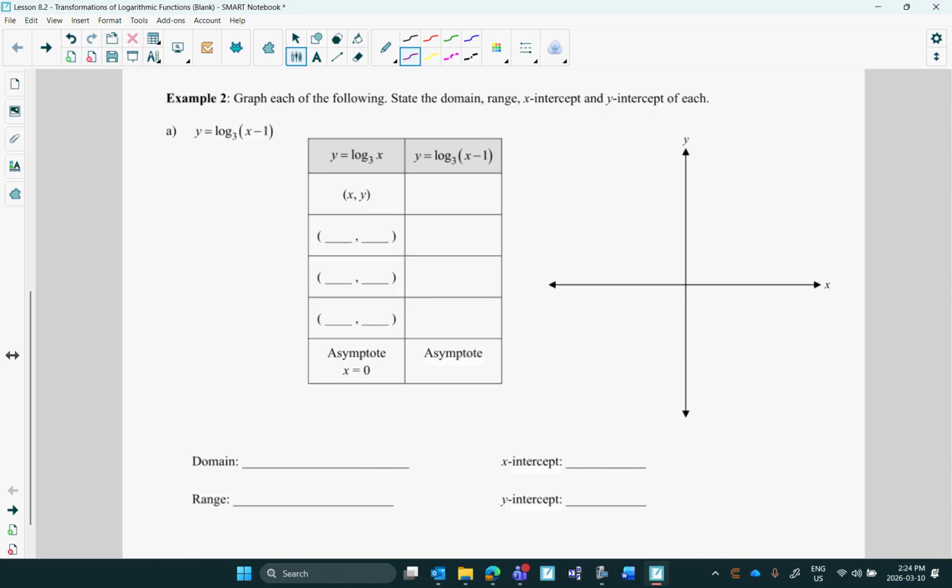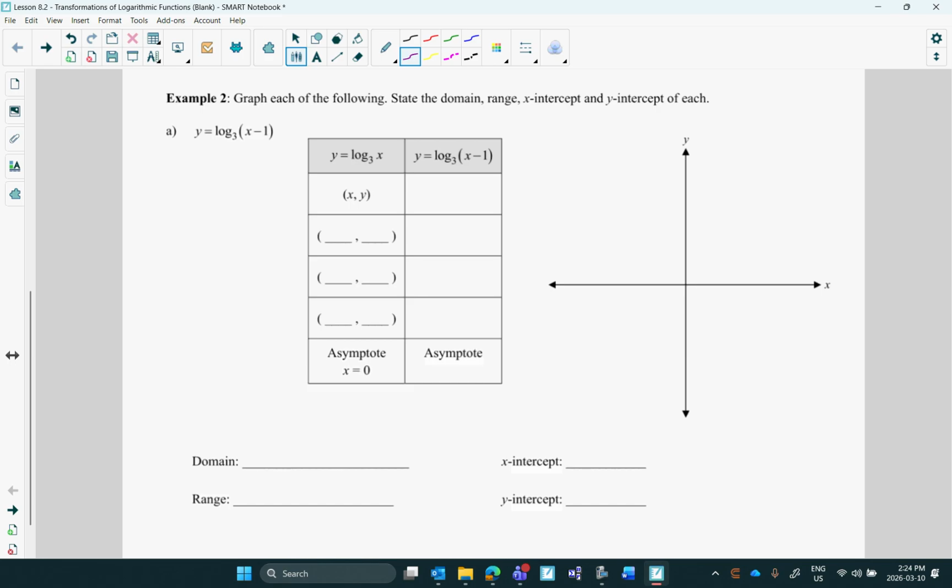So now we're just going to look at a couple of examples where we're going to graph a transformed log function and state some of its properties. So log base 3 of x minus 1. That means I'm going to take the log base 3 function and do what to it? I'm going to take the graph of that and do what to it?